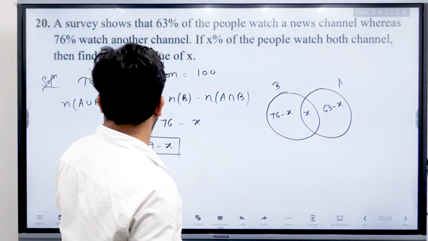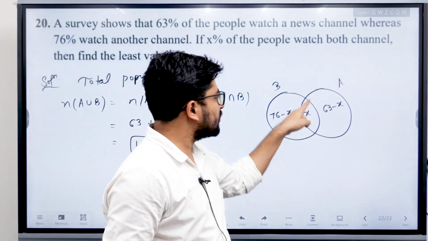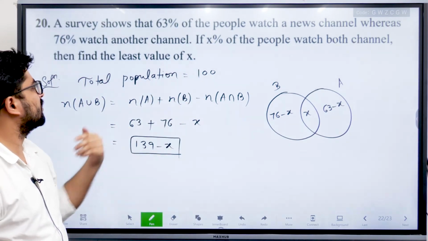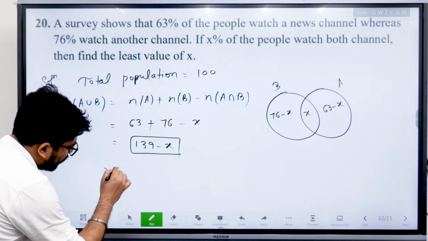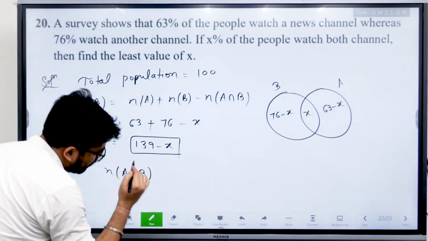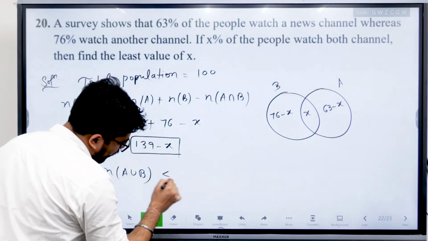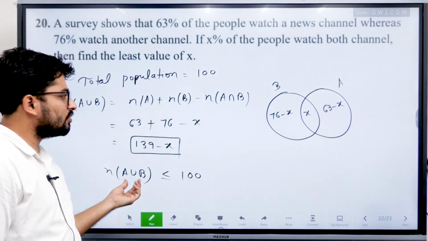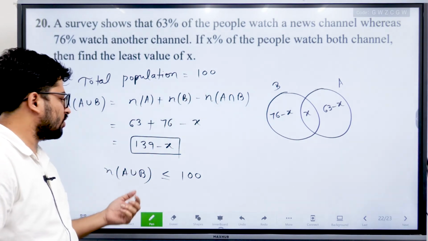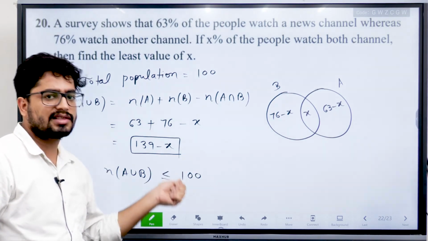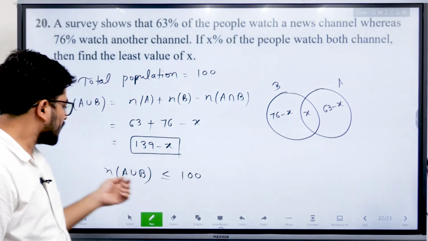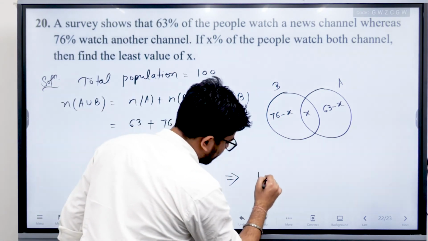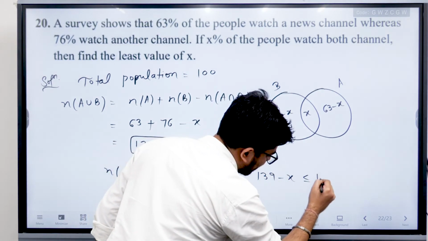So the number of elements in A union B is 139 minus x. And we know A union B means the number of people who watch any one of the channels, either the news channel or the other channel. So we know n of A union B is less than or equal to 100, because the total population is 100. So the number of people who watch the news channel or the other channel, or either one of them, is less than or equal to the total population. So n of A union B is 139 minus x, which is less than or equal to 100.